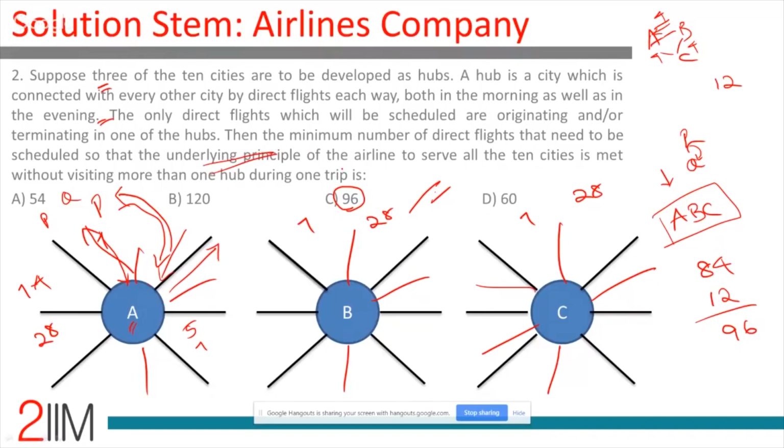Let's take the constraint on board. Put all the flights in place. Then with this number of flights, let's evaluate whether the underlying principle is satisfied. If it is not, then we'll have to add more flights, double flights, triple flights and all that. But let's not worry about the underlying principle at step 1.